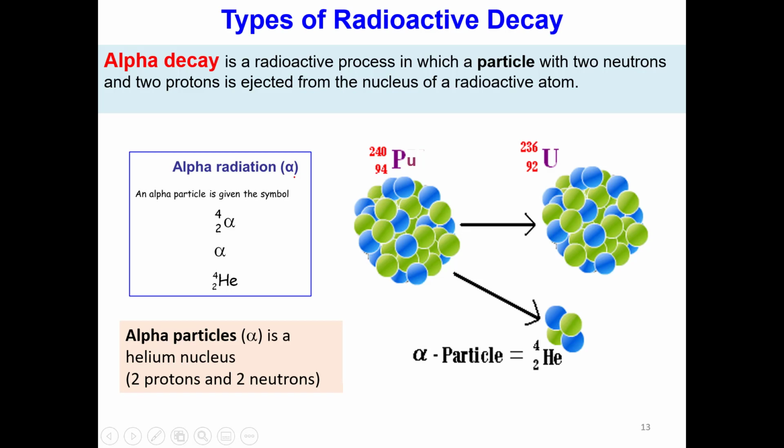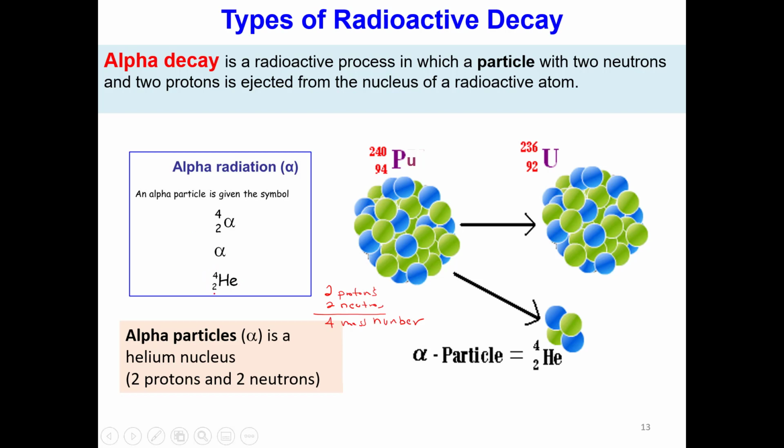Now, we have 2 protons and 2 neutrons. If we add them, we have the mass number, which is on top, and it is 4. This is the nuclear symbol for the alpha particle.